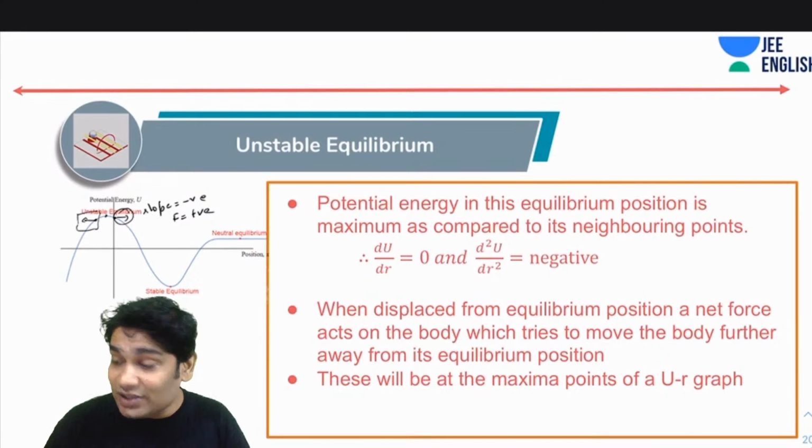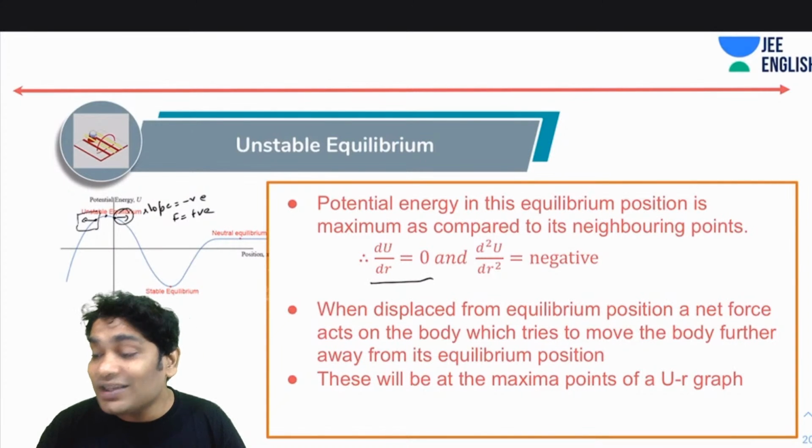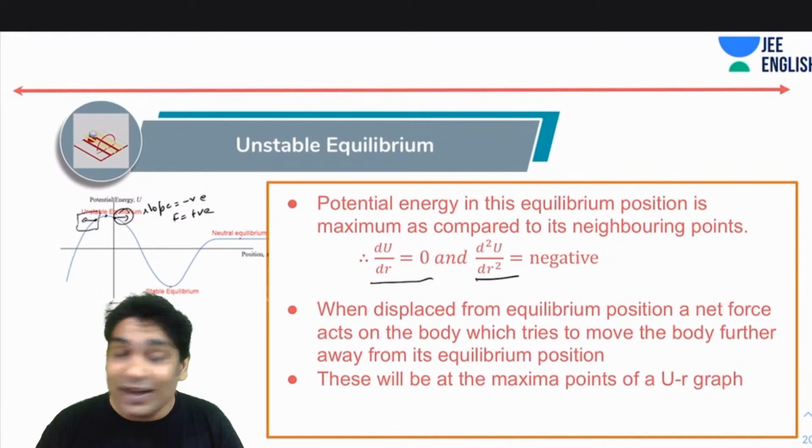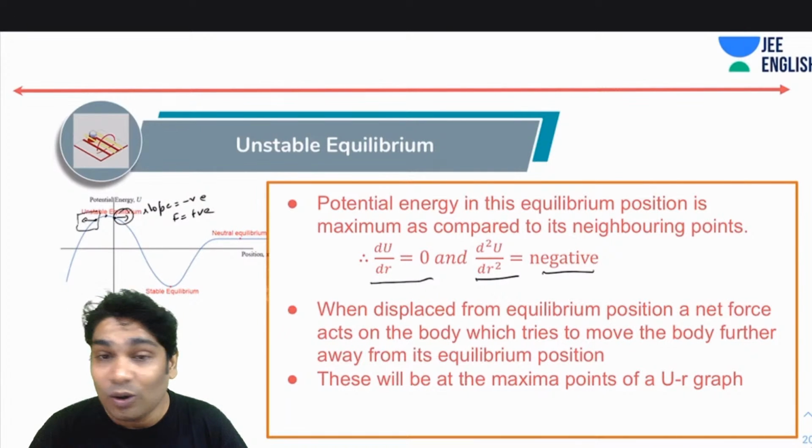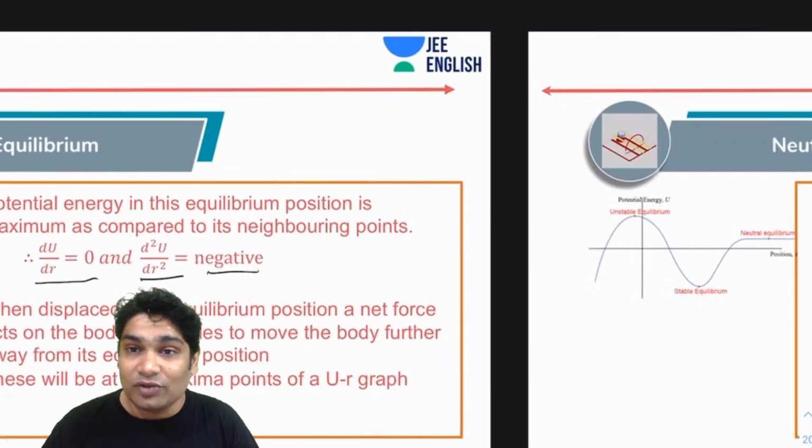Mathematically, for these points, dU over dr is 0 and d2U over dr2 is negative. When displaced from this kind of equilibrium, a net force acts on the body which tries to move it farther away from the equilibrium position. These are obviously the maxima points of the U-r graph.